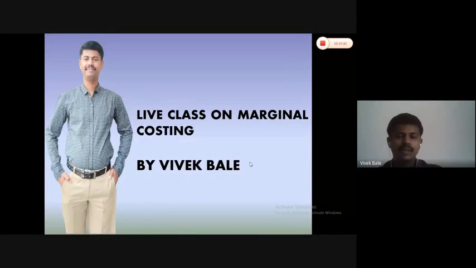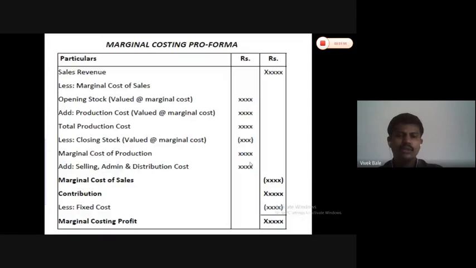In the previous class, we already discussed the meaning of marginal cost and the meaning of contribution. But still, for today's class, I am again repeating a few points which we covered in the last meeting. So, dear students, before understanding anything, you should understand what we are supposed to do in marginal costing.